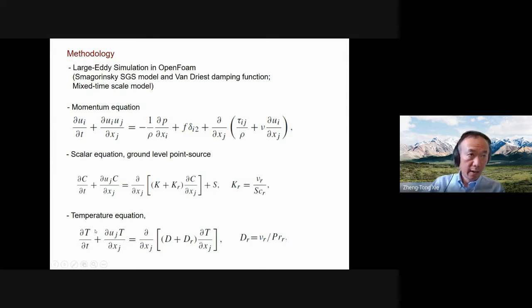Right? The temperature equation is almost the same as the scalar equation. So you have the molecular diffusion term and a subgrid-scale diffusion term. The difference compared to the scalar equation is that the temperature will have some impact on the momentum equation, which is in this term. Okay, so we set up all of this in OpenFOAM.